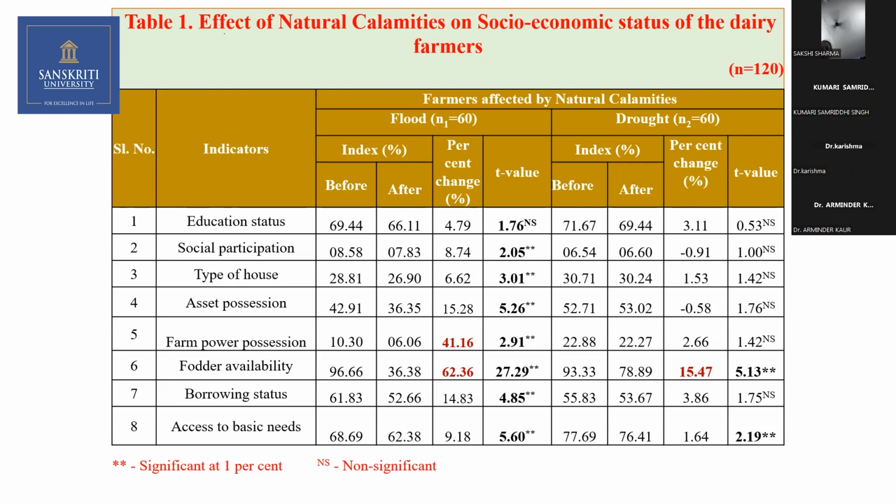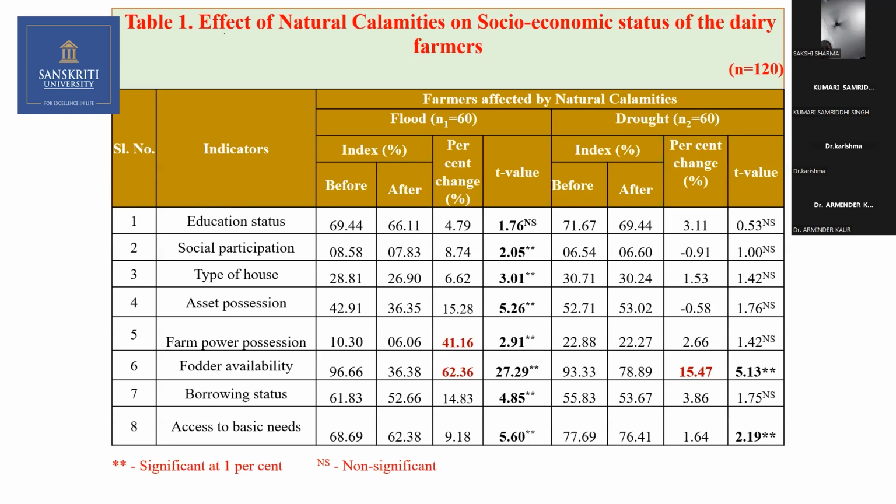Then you go for the farm power possession. See, the flood is mainly going to affect the farms. So there is a decrease of 41.16% after the flood, and it is also statistically significant. Then fodder availability also, 62.36% decrease was found, which is also highly statistically significant.